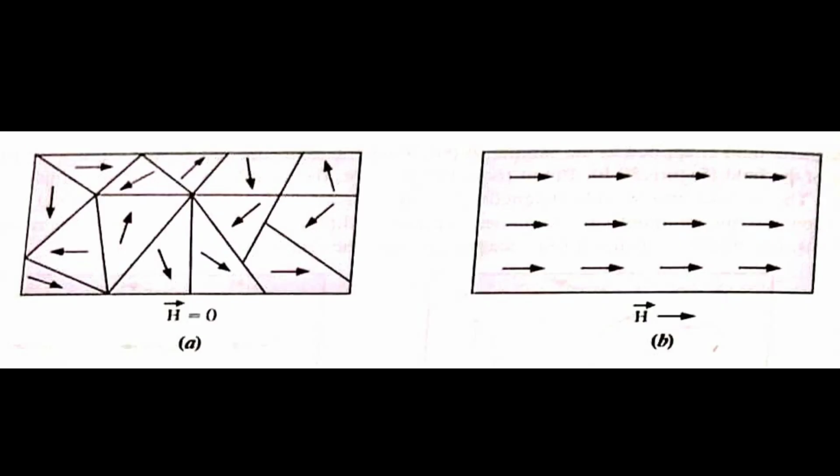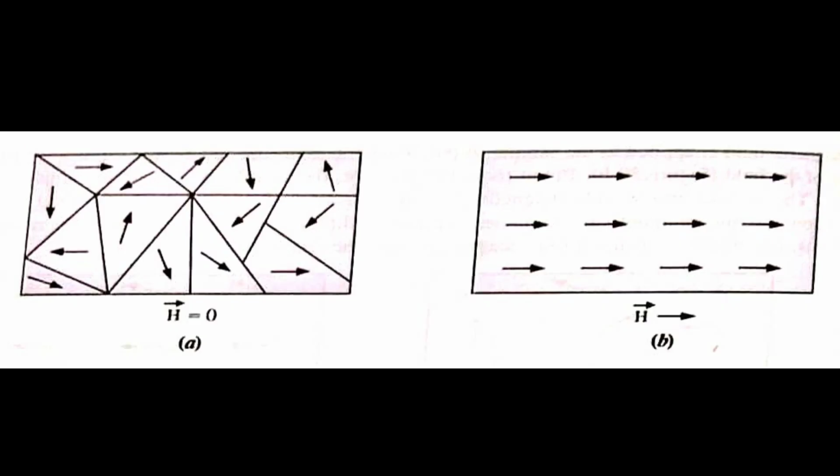This domain has a very small volume. The arrow in each domain represents the net magnetic dipole moment of the domain. The magnetic dipole moments of all domains are randomly oriented. Hence, the net magnetic dipole moment of the ferromagnetic substance is zero in the absence of an external magnetic field. But look at figure B. This figure represents a ferromagnetic substance in the presence of an external magnetic field.